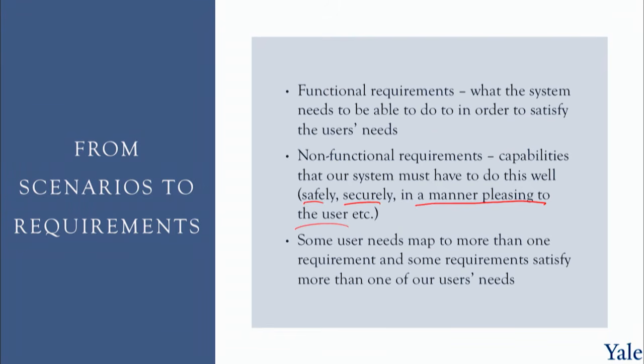And some user needs, and this is where things get interesting, map to more than one requirement, and some requirements satisfy more than one of our users' needs. And we have to be careful to keep track of them. And this becomes a process called traceability, which we'll get to in the next segment.